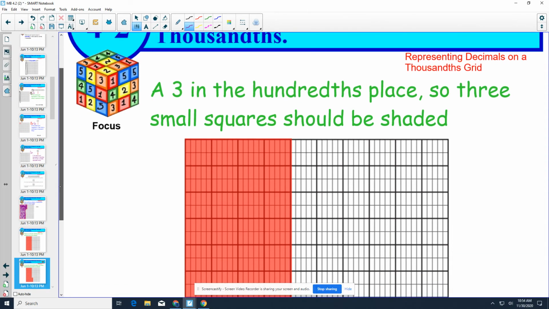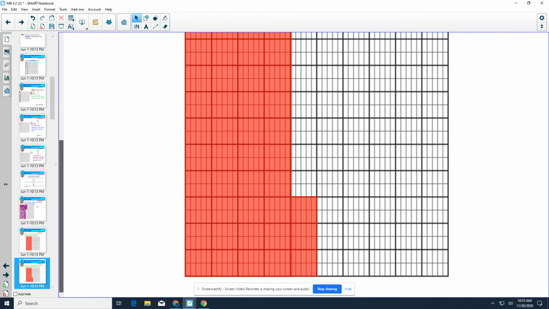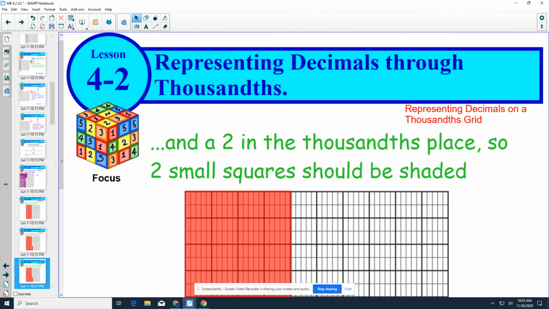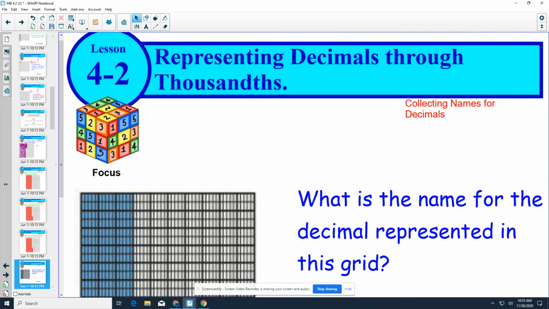Okay, and you can see here a little bit better model shaded in the 4 rows for 400. And then you have the 3 in the tens place. And so you can see here that they did 1, 2, 3 of those. And then they added in the 2 at the end. Okay, so you can see they're all consecutive together. They're completely filled in. Again, using the smartboard is a little bit harder to fill them in, but you want to make sure you're doing that with your pencil.